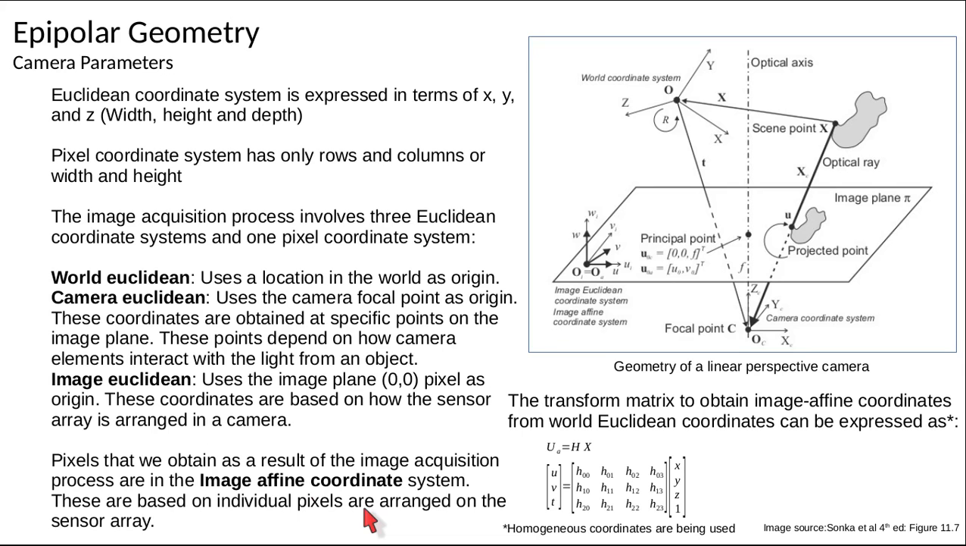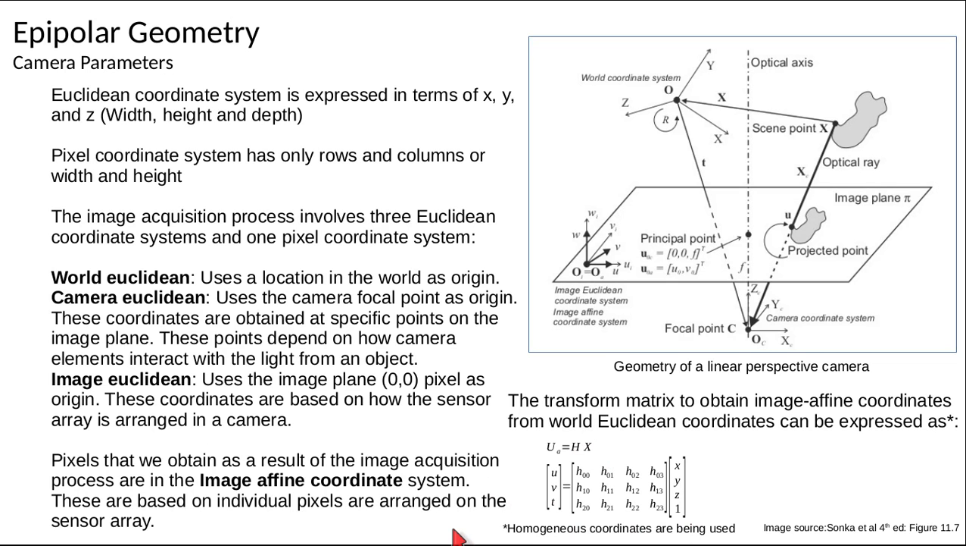Images that are used in computer vision are in the form of pixels. These pixels are the final result of the image acquisition process, and they reside in the image affine coordinate system. The pixels are obtained based on how individual points are arranged on the sensor array. Transformation of the world coordinate system, that is the coordinates x, y, z, into pixels that are used in image processing is given by this transform matrix.